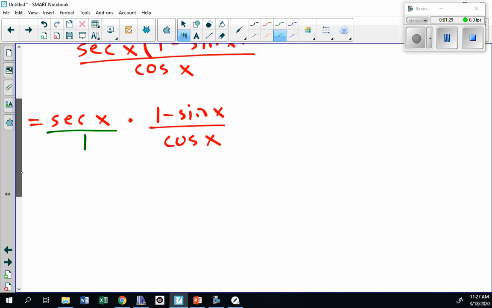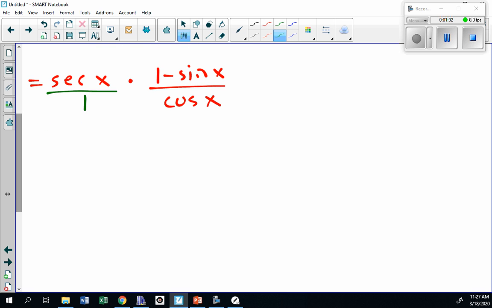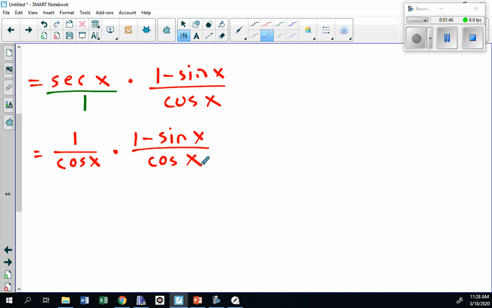So nothing's changed. However, what this does allow me to do is I can easily reciprocate the secant x into 1 over cosine x. And I'll leave the second term alone, or second factor in this case. And now I'm going to do some multiplication. Well, 1 times 1 minus sine x is just 1 minus sine x. And then cosine x times cosine x is cosine x squared.